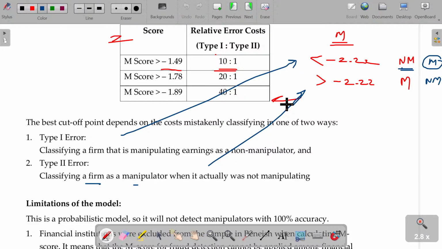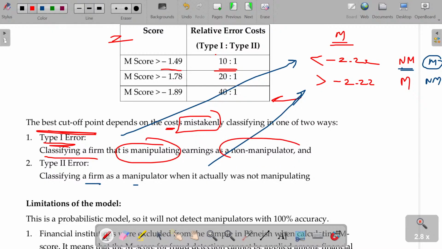Hope you will be now able to understand. So, best cutoff point depends on the cost of mistakenly classifying. Let's say again cost. Type 1 error: classifying a firm that is manipulating earnings as a non-manipulator.